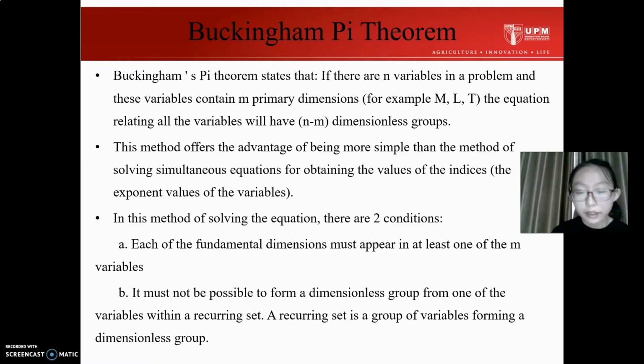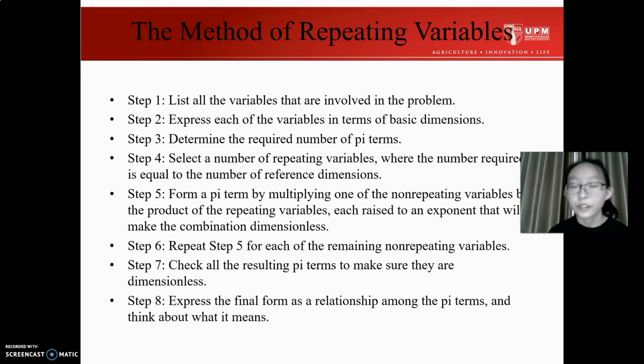In this method of solving the equation, there are two conditions. A: all of the fundamental dimensions must appear in at least one of the m variables. B: it must not be possible to form a dimensionless group from one of the variables within a recurring set. A recurring set is a group of variables forming a dimensionless group. The method of repeating variables.